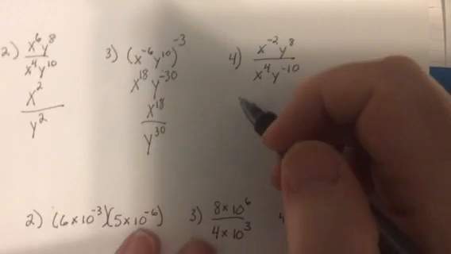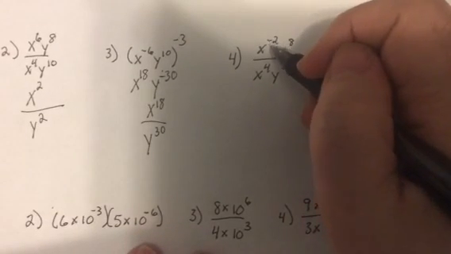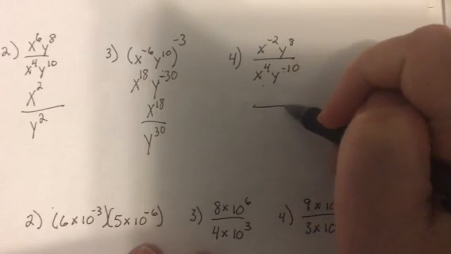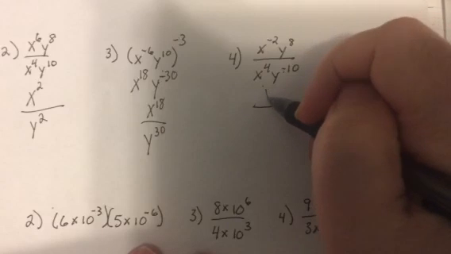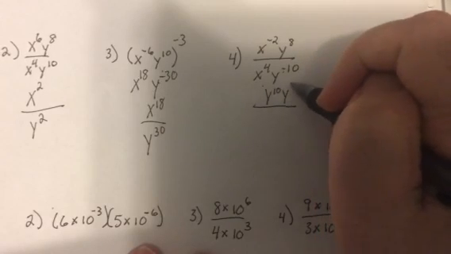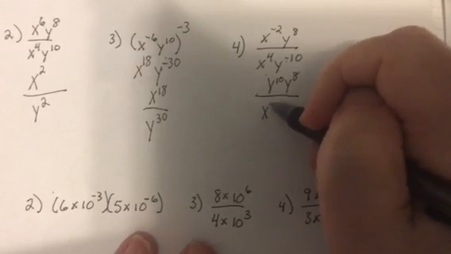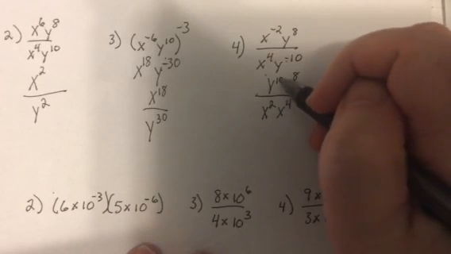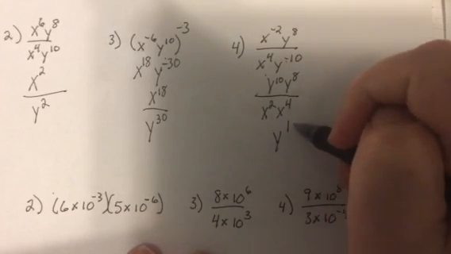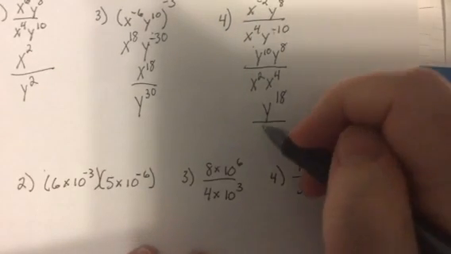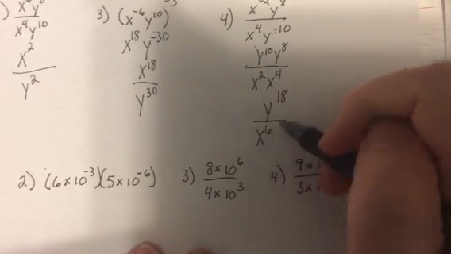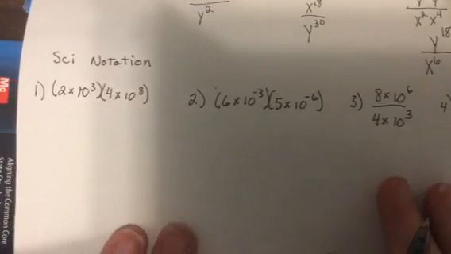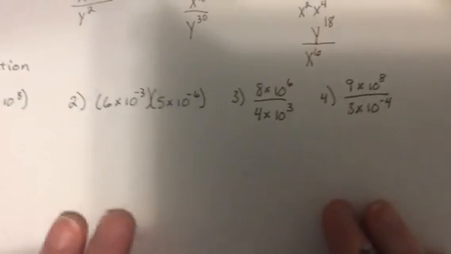Then this one, this is negative, so I'm going to move that on down. This one's got a negative power, so I'm going to move it up. Now remember, once you move it, the negative power is gone because you've accomplished what it tells you to do. Move it. And when you multiply two things with the same base, you add the powers. 10 plus 8 is 18. And this is x to the 6, 2 plus 4.